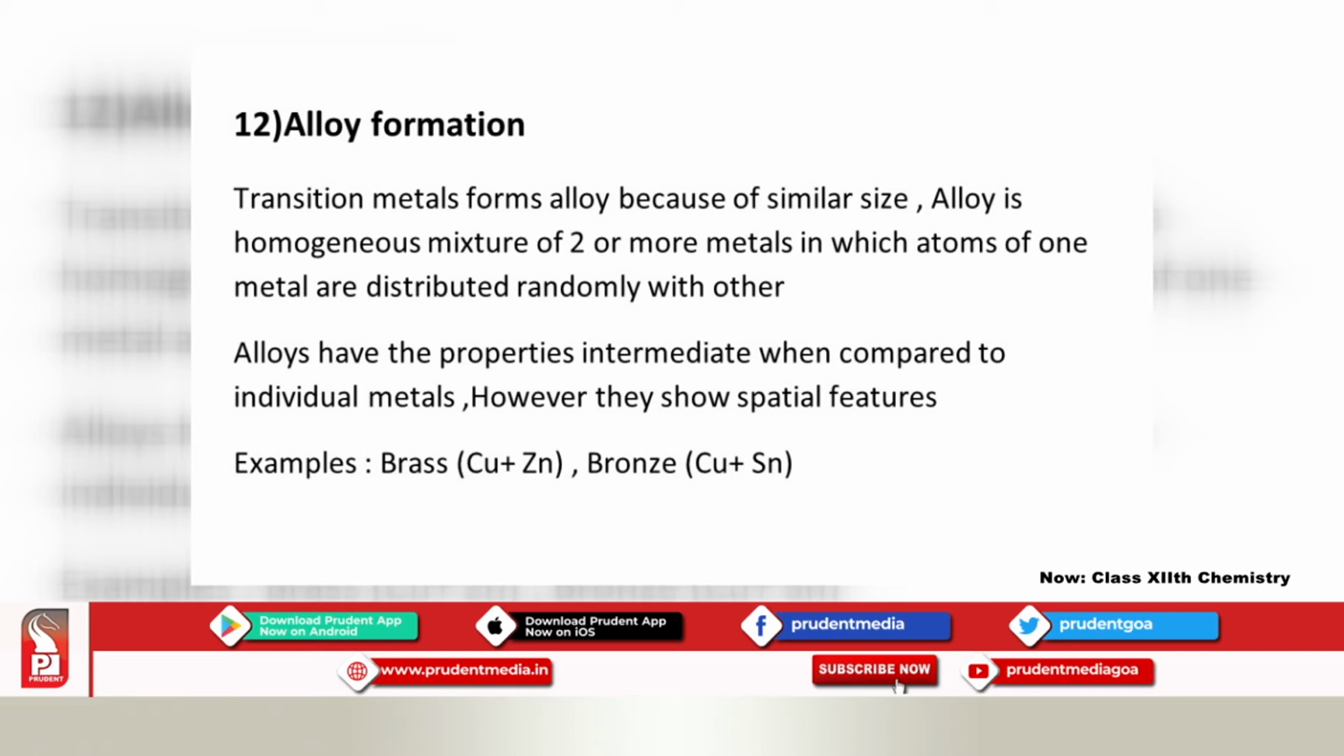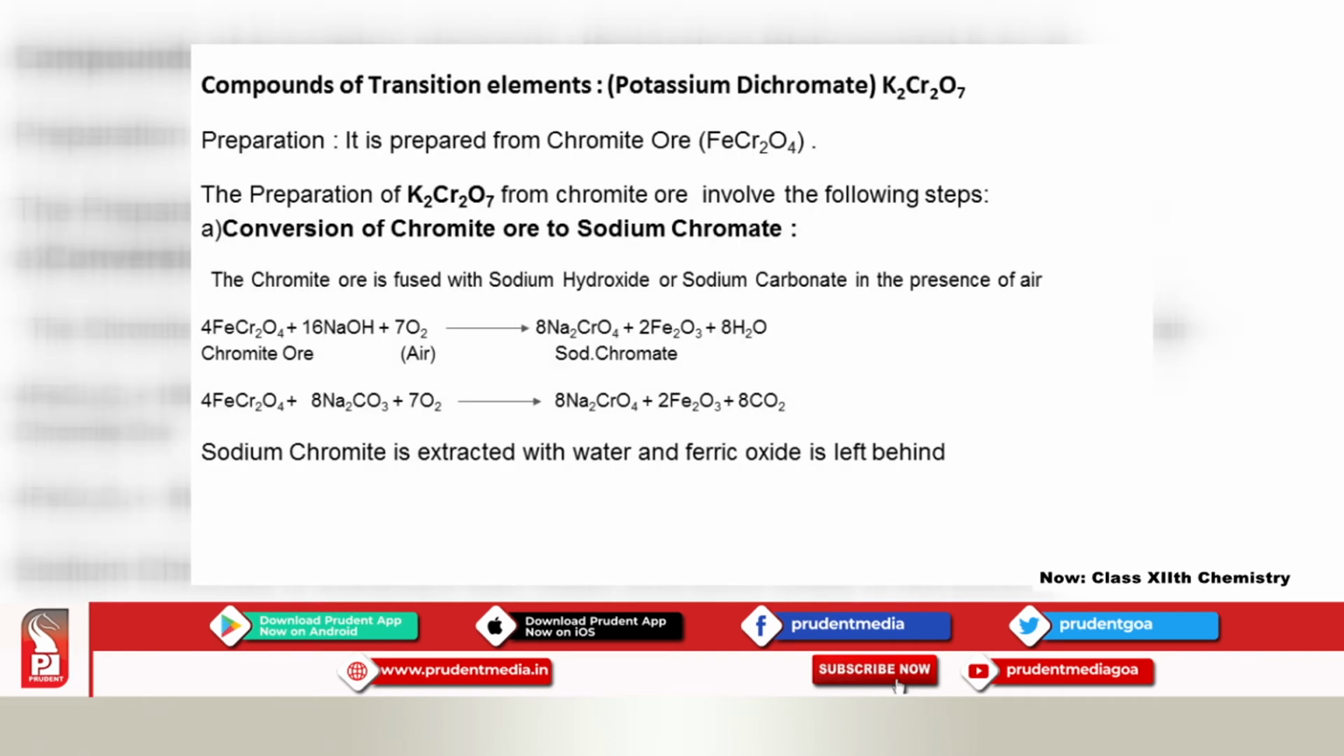Alloys have intermediate properties. For example, brass is an alloy. Brass is a mixture of copper and zinc, so brass has the properties of copper as well as zinc, which you can use as required. Compared to the individual metals, however, they show special features. Bronze is the combination of copper and tin, Sn. They are alloys. Alloys are very useful because if you want an intermediate character, you can use bronze.